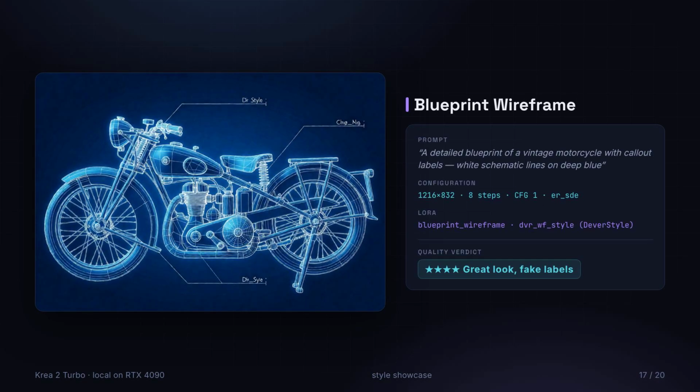Here's where things get interesting. The blueprint wireframe LoRA produces a gorgeous glowing schematic of a motorcycle. The wireframe overlay and call-out lines look exactly right. But read the labels, and they're pure nonsense, invented words that only resemble text. The style is a 5, the actual readable information is a 2. Keep that split in mind.